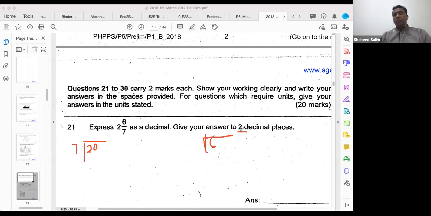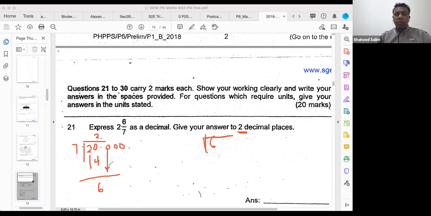They want 2 decimal places, so you stop after 3 decimal places. So 20 divided by 7, 14, you can put the 2 down here. Now you have to put a dot already. You can put as many zeros as you want. 20 minus 14 is 6. Now once you bring this down, you are crossing the dot, so put the dot here.